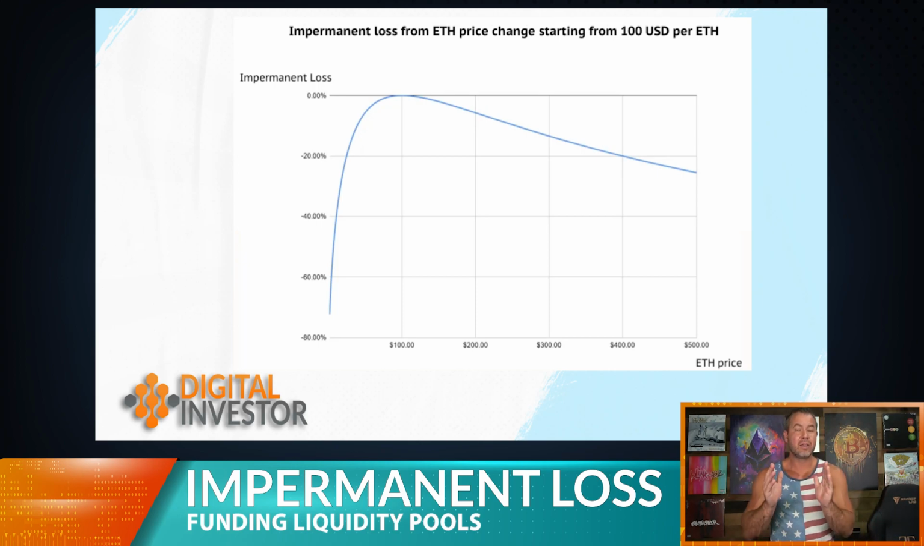Now, this loss is negated if one of two things happen. One, they don't pull out of the liquidity pool, or number two, the price equalizes again and returns to about the same equivalent that you originally put into the liquidity pool. Hopefully that makes sense, and hopefully that was a quick illustration on what impermanent loss is.